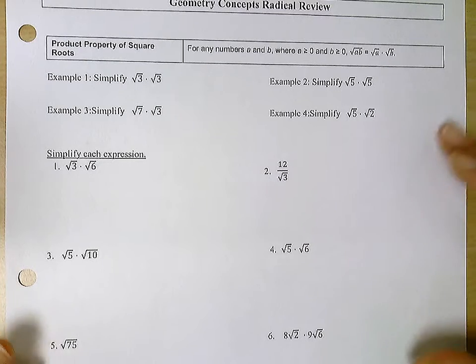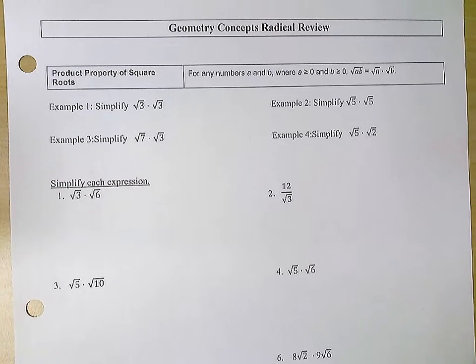So today what I want to do before we continue in chapter 8 is go over some radical review. Okay, how to simplify a square root or simplify a radical. So that's what that symbol for square root is called. It's called a radical.